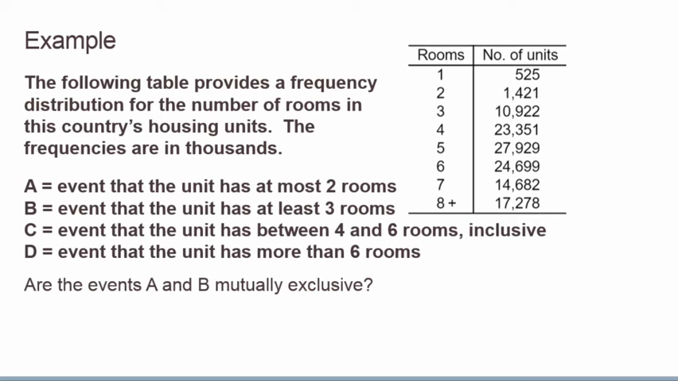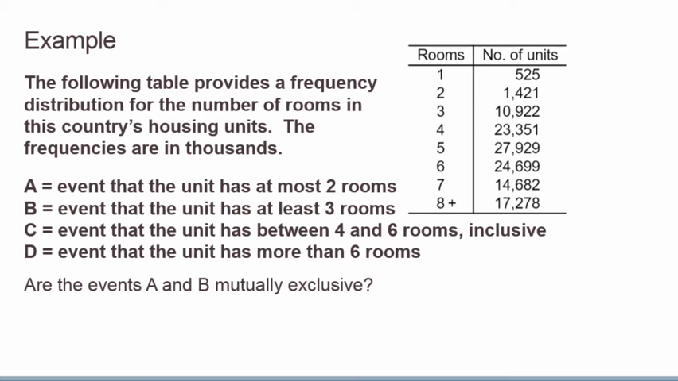27,929 units. Six rooms, 24,699 units. Seven rooms, 14,682 units. 8+ rooms, 17,278 units. And again, our units are in thousands.